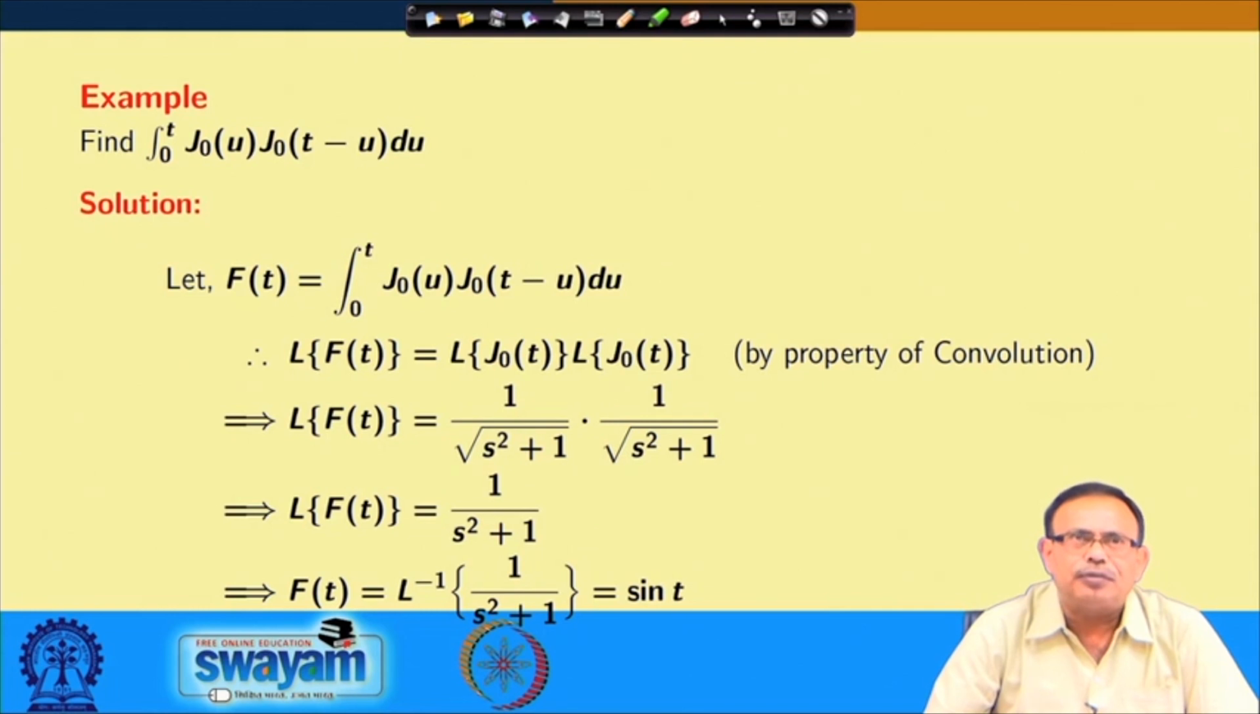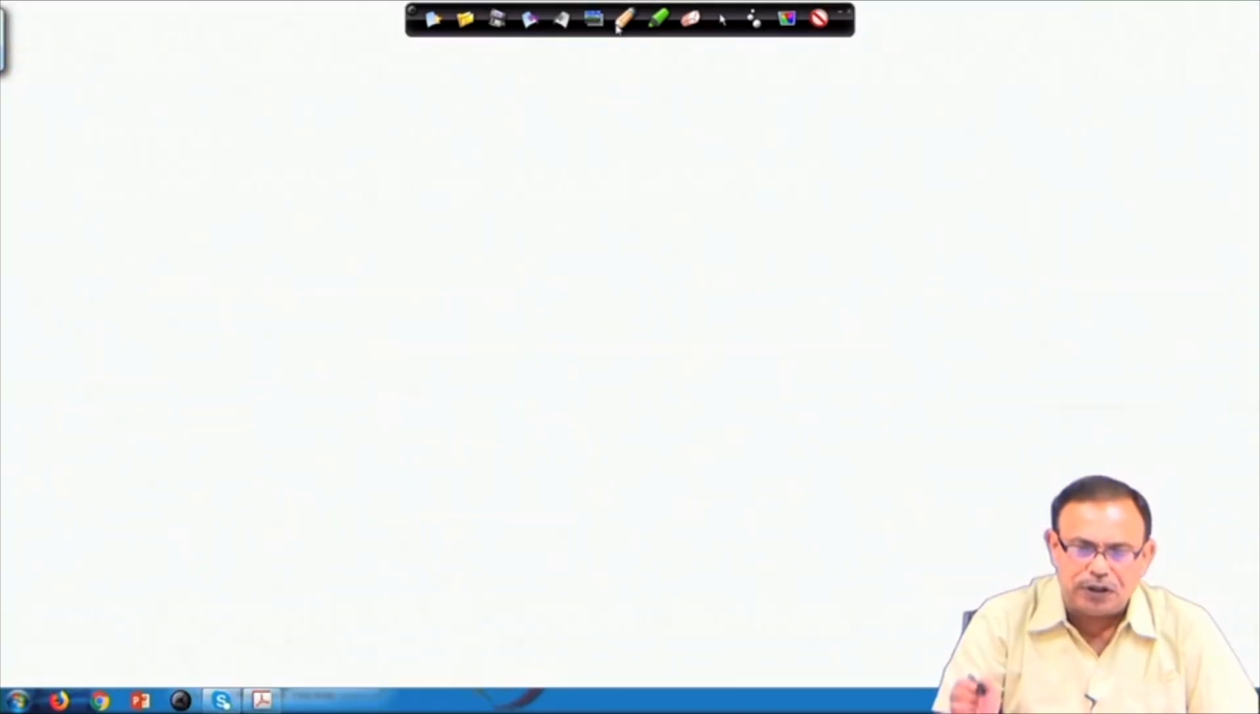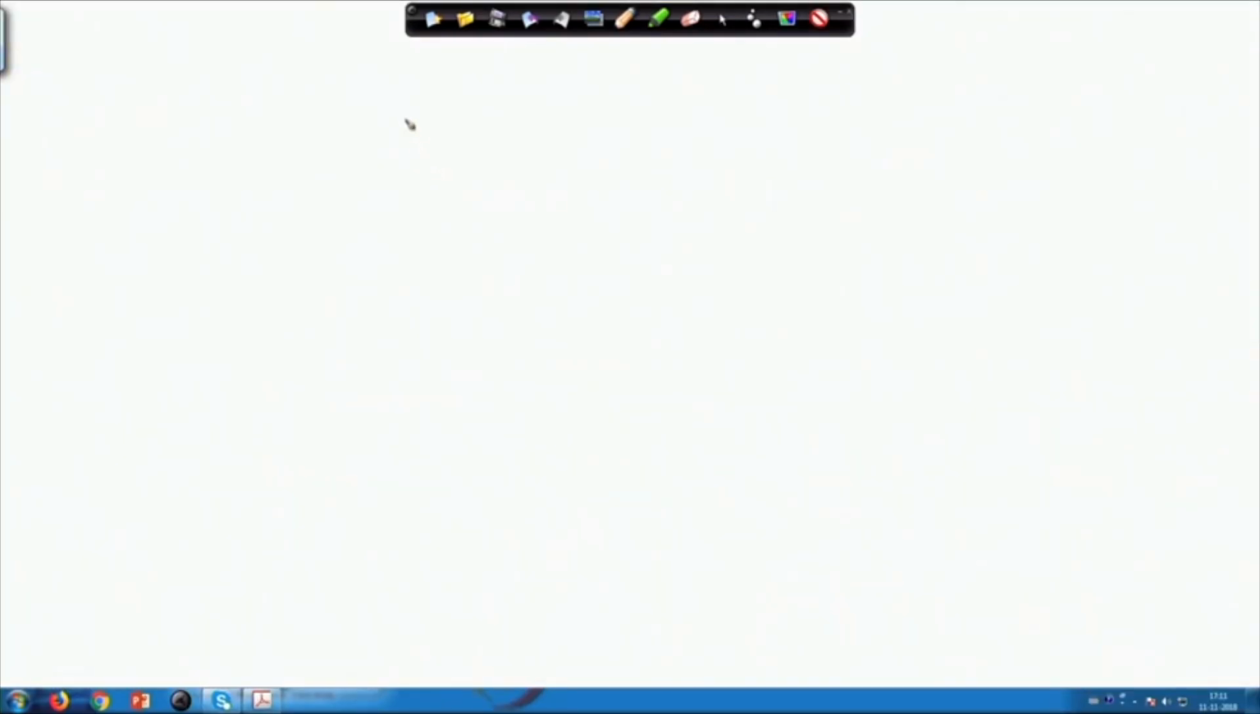Let us see another example which involves the differential type. Basically, f′ is there, f is also there, both f and its derivative are there, and we have to find out the function f(t). So, we want to solve f′(t) = sin t + ∫₀ᵗ f(t−u) cos u du, provided f(0) equals 0, the condition is given over here.